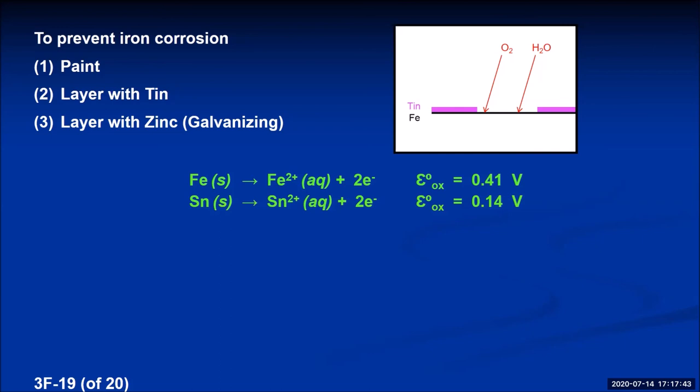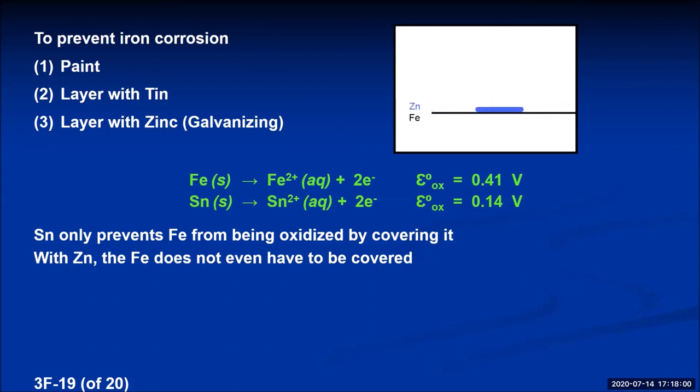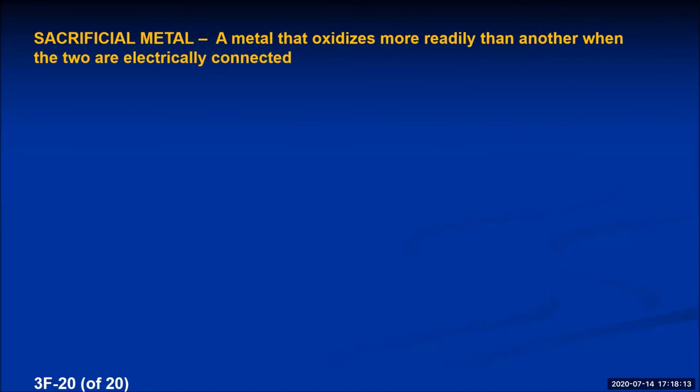But zinc is an electrochemical protection because it actually gets oxidized more readily than iron, so it'll oxidize instead. So the tin only prevents iron from being oxidized by covering it. With zinc, the iron doesn't even need to be covered. In fact, you can have a piece of iron with a chunk of zinc stuck on it like this, and what'll happen is the zinc will wind up oxidizing all completely away before any of the iron will. When that happens, we call that metal, in this case the zinc, a sacrificial metal. It's a metal that oxidizes more readily than another when the two are electrically connected. And so galvanizing causes that to happen.